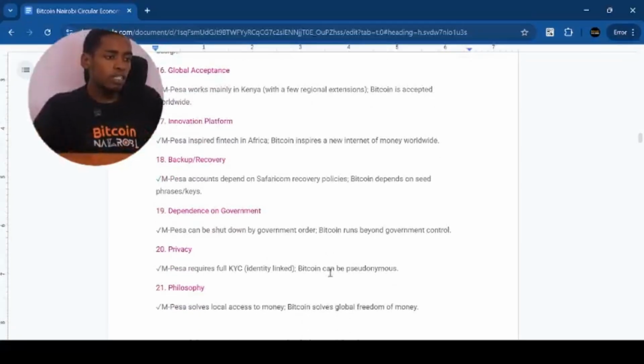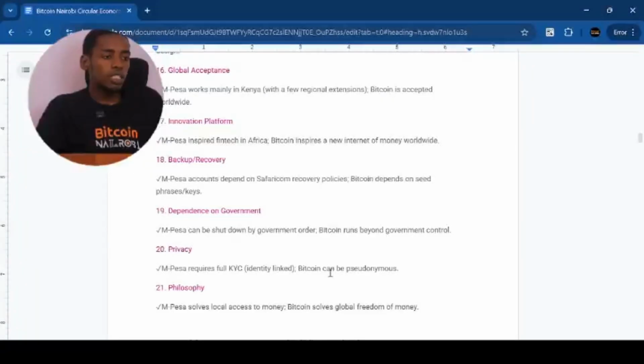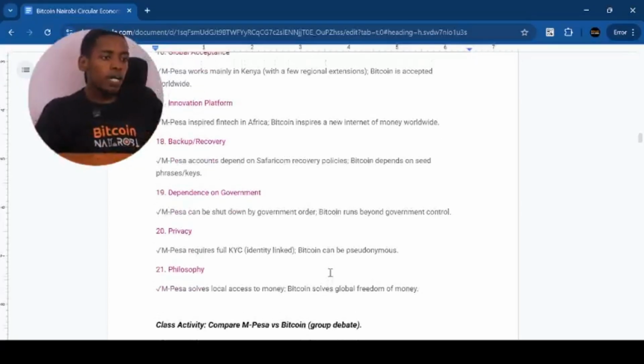Innovation platform: M-PESA inspired fintech in Africa. I can say that confidently because in Africa the other competitors are Airtel Money and also MoMo, which is for MTN. But M-PESA is a very, very solid mobile money network. It's a crazy invention. But Bitcoin inspired a new internet of money worldwide. So M-PESA just inspired fintech, but Bitcoin inspired the internet of money.